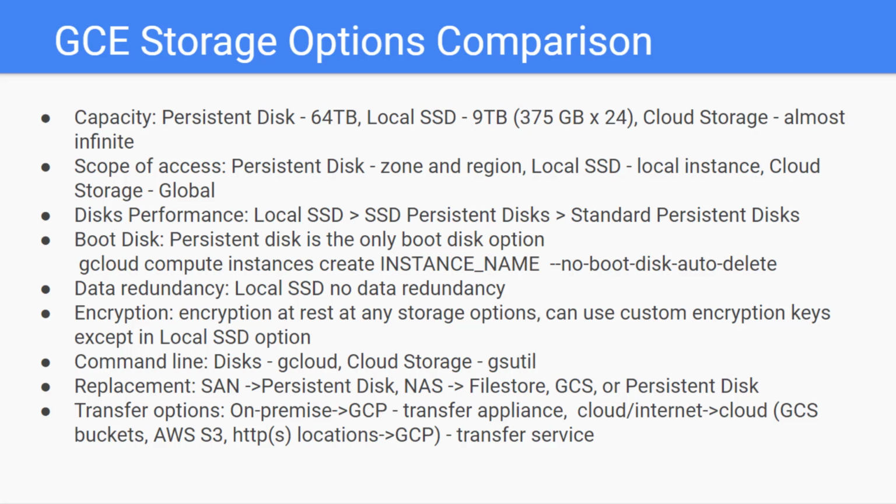Performance. Local SSD provides the fastest performance among the other disk options. Only persistent disks can be used as boot disks. For example, GCE instances automatically delete boot disks when their instances are deleted by default. So to keep the boot disks after instance deletion, you should use the no-boot-disk-auto-delete option to disable it. So you can see the command for GCE disk options is gcloud, but for cloud storage buckets it is gsutil.